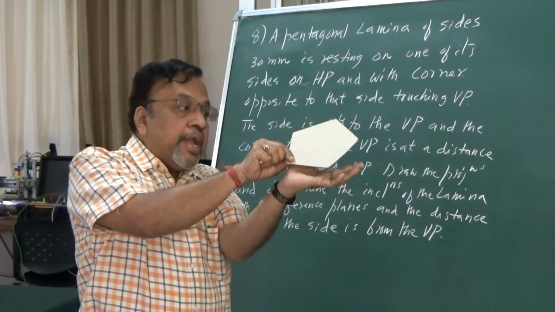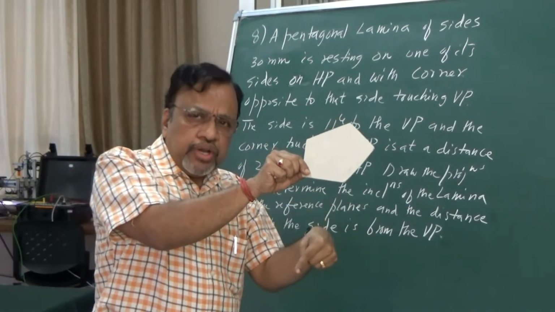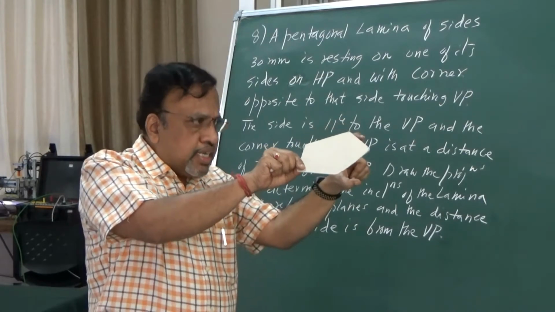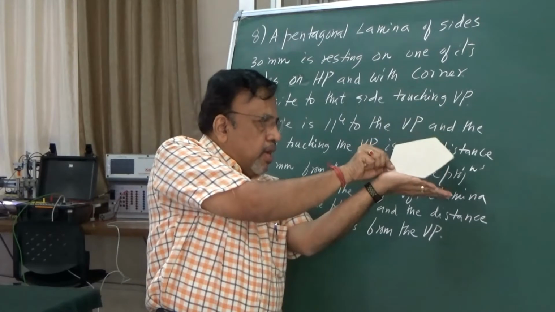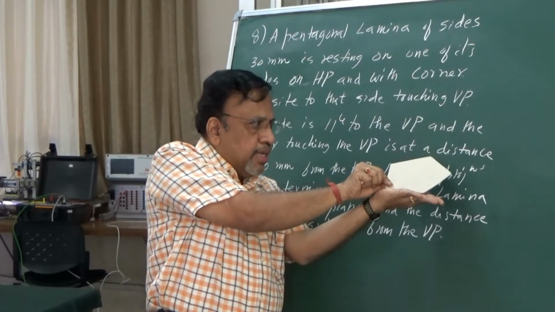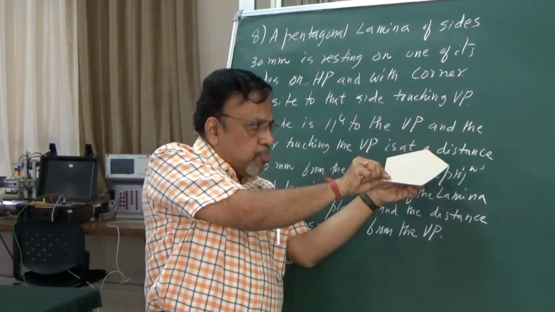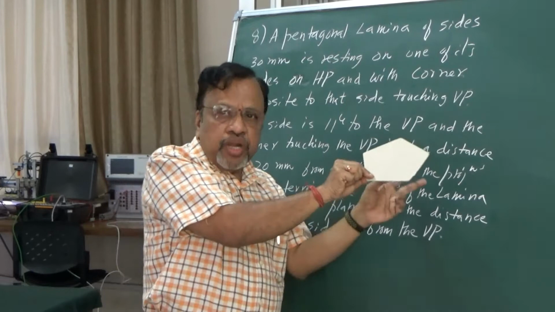Not only that, instead of giving this inclination with reference to HP, what I have given is that the corner opposite this particular side is at a distance of 25 mm. For example, if this is my VP, I would have inclined it in this way, such that this particular apex point should be at a distance of 25 mm or 20 mm from HP.